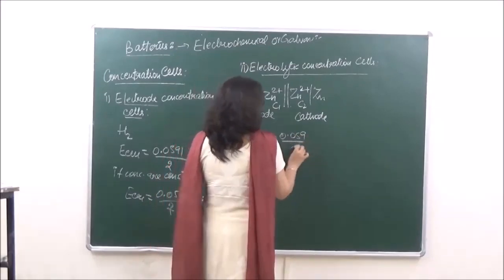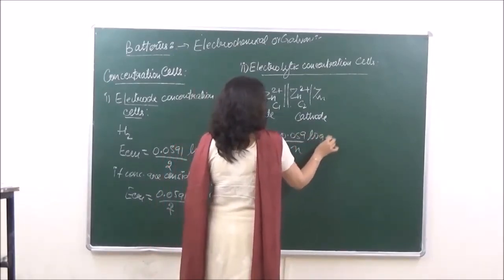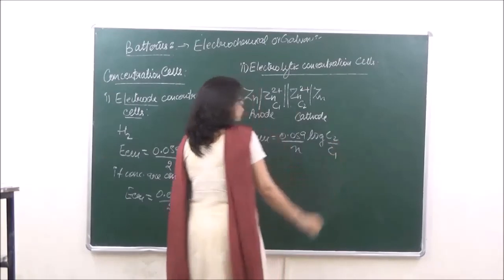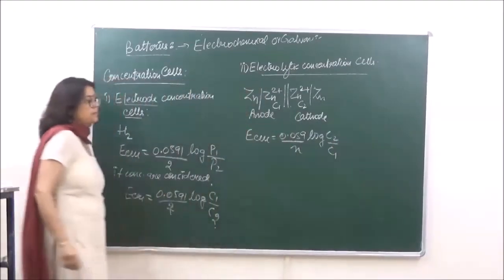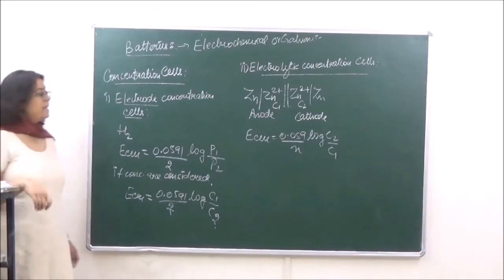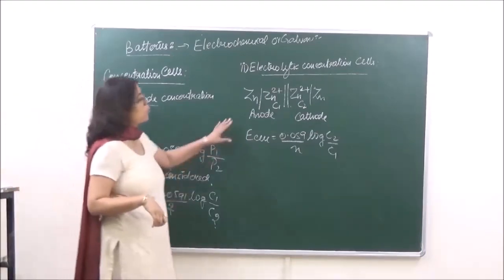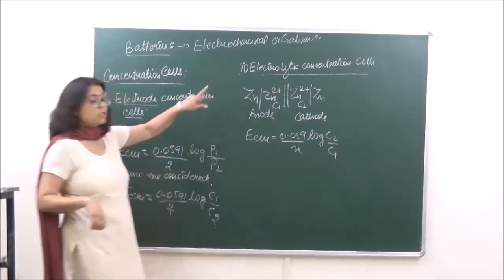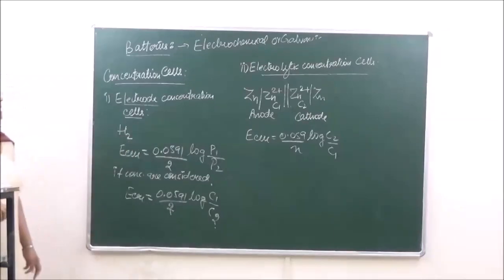0.059 upon N log of C2 upon C1, cathode upon anode. Otherwise, generally the electrochemical cell is given as what? Log of anode upon cathode. Right? E cell is given by that. But over here we are taking electrolytic concentrations. Therefore, you can see now it has become log of cathode upon anode.